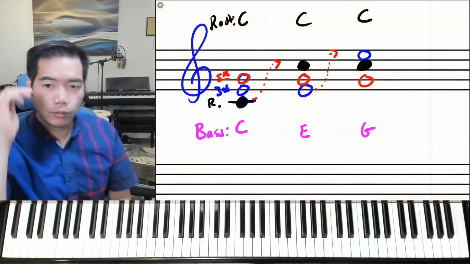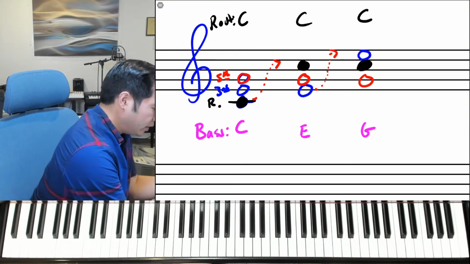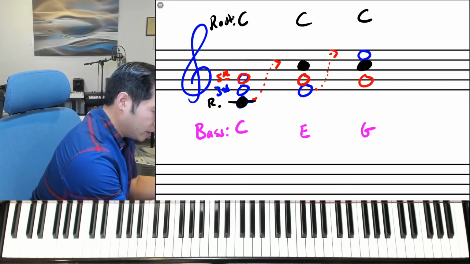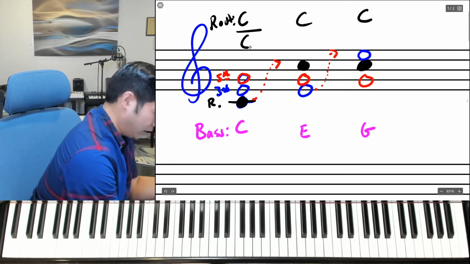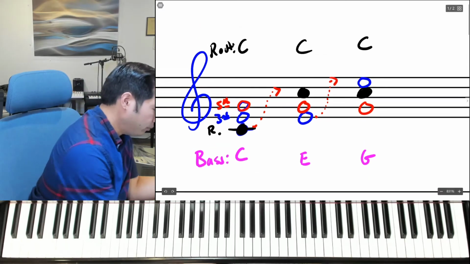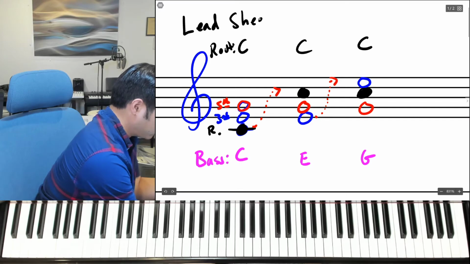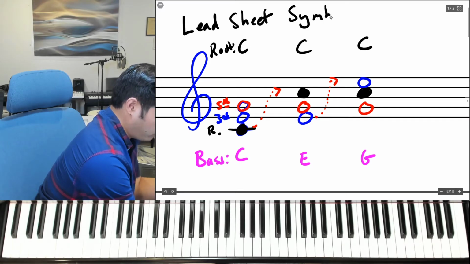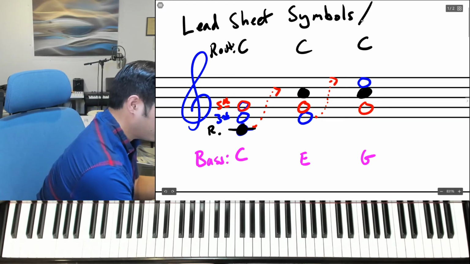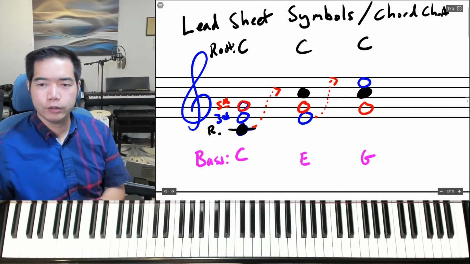Let's go back to our staff paper. What that means is, this chord here, where the root is in the bass, we could write just C. Now we could write C over C, but that's kind of redundant. So if you just see C as your lead sheet symbol, this is lead sheet symbol notation, usually referred to as just lead sheet symbols. Sometimes it's called a chord chart.